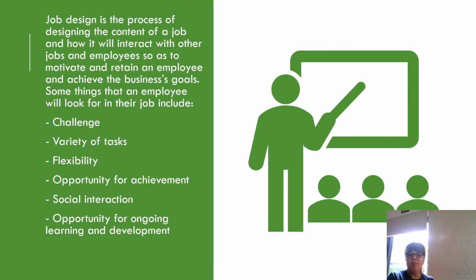A variety of tasks. Again, that takes away from that idea of boredom. Flexibility. You don't want to be stuck doing the same thing. A little bit of room to move is well appreciated. Opportunity for achievement. Some social interaction. And the opportunity for ongoing learning and development. Again, that comes very similar to challenge, variety of tasks, and flexibility. By allowing people opportunities to develop within their role or to learn new skills is always going to be appreciated.